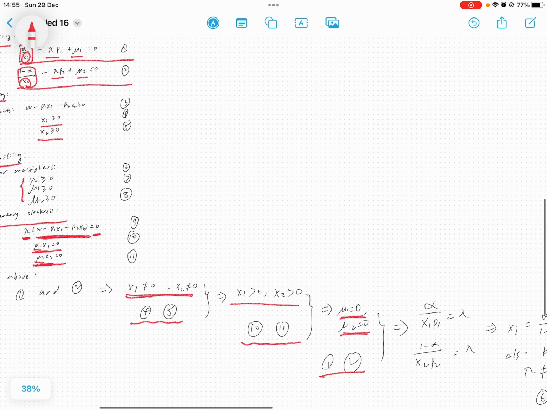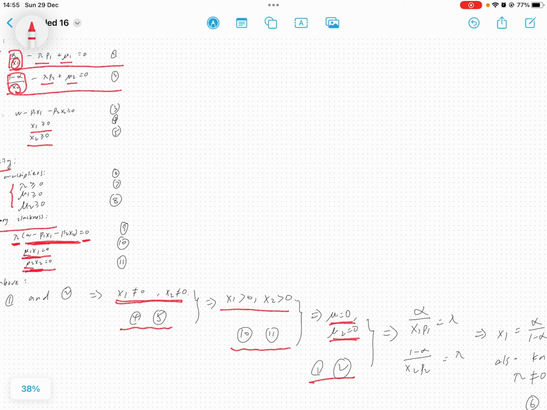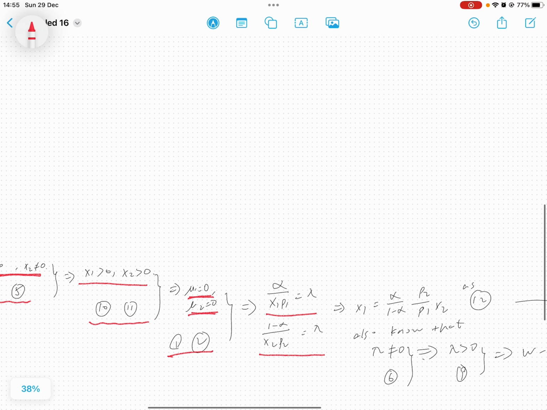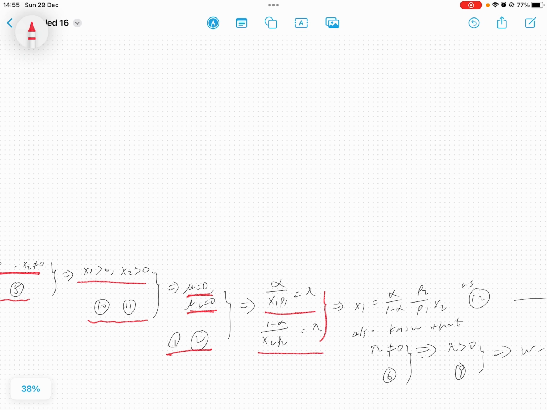Okay, and then we're able to simplify 1 and 2. What we have from 1 and 2 is alpha over x1 times p1 equals lambda. Also, 1 minus alpha over x2 p2 equals lambda as well. So from those two, we can connect those two, or plug lambda into each other, and then we have a relationship between x1 and x2.